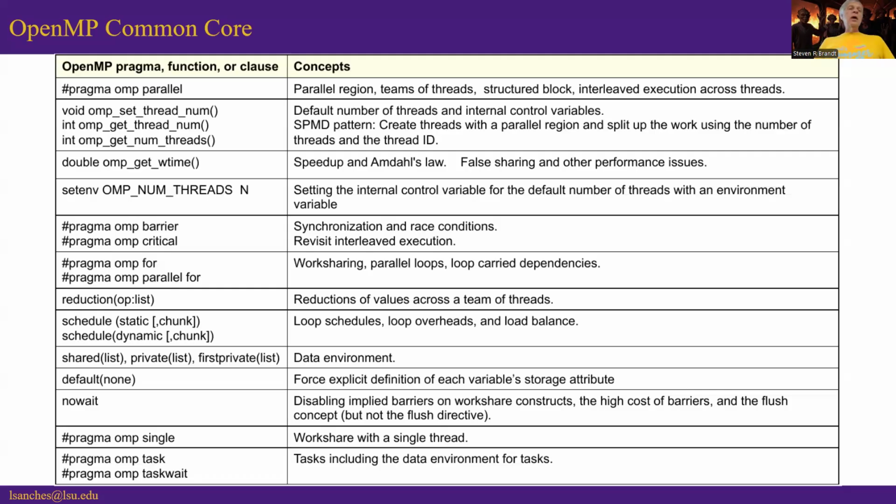And then shared, private, and firstprivate: you're determining whether the memory is shared between all the threads, so that they can all update it, or whether they each have a copy, right? If it's private, they have a copy. And sometimes you need to control that to make things work correctly.